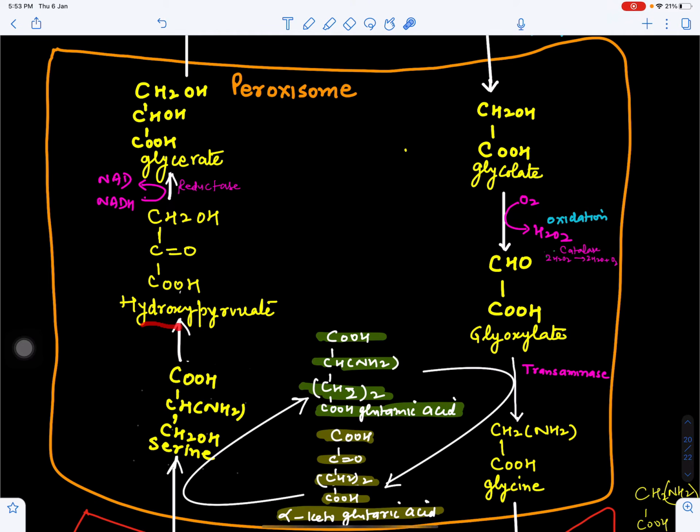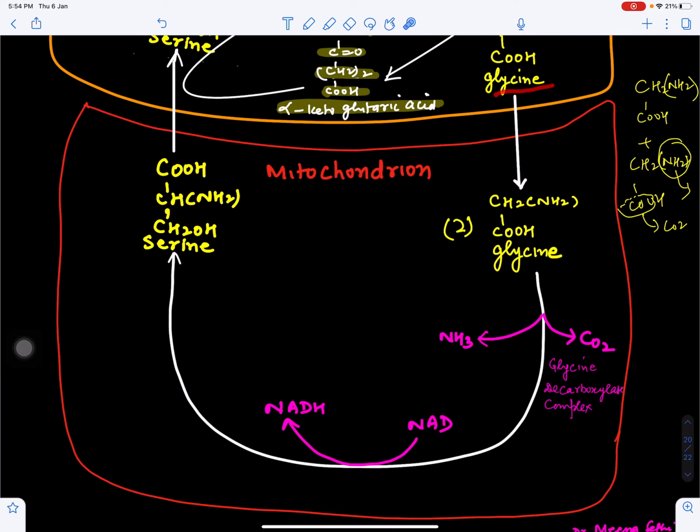So this hydroxypyruvate has been converted to a glycerate molecule after reduction, after getting two hydrogens. So in peroxisomes, what reactions are taking place? Glycolate is being oxidized. This is getting converted to glyoxylate. After accepting an amino group, this gets converted to glycine, and glycine will enter into the mitochondria.